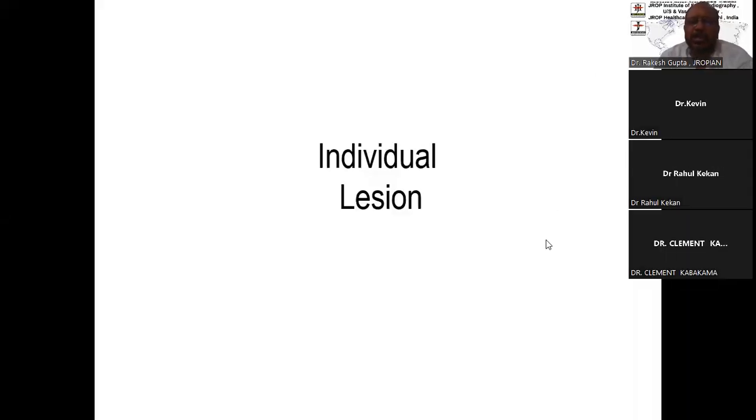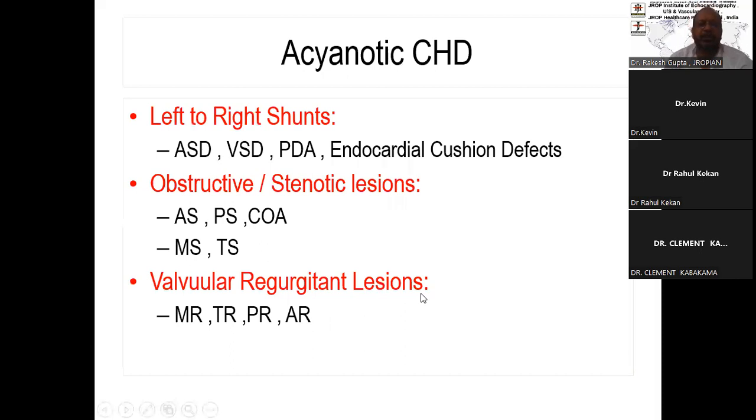So let's talk of individual lesions in congenital heart disease, which are acyanotic. Amongst individual acyanotic lesions, we talk about left to right, obstructive, and valvular regurgitant lesions. Most common things which you encounter in day-to-day practice are ASD, VSD, PDA, and endocardial cushion defects. We can have a congenital aortic or mitral stenosis. Coarctation of aorta is very common. Pulmonic stenosis is also very common. And isolated pulmonic stenosis is relatively rarely seen as compared with pulmonic stenosis associated with tetralogy of Fallot-like lesions.